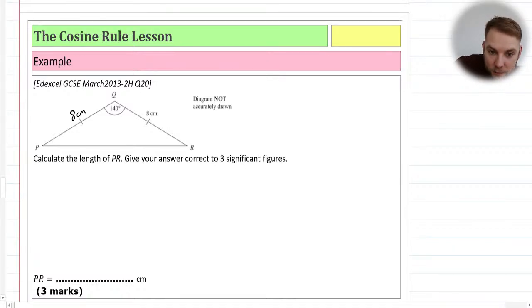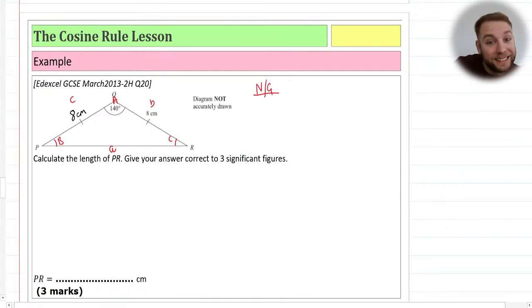So I'm going to label this one here as lowercase a, which means that this one up here is A. And then I can label these whatever else I want. I'll call this one B, this one B, this one C, this one lowercase c. Brilliant. I'm trying to find the length of this, so I need to use the cosine. Oh, I need to do my need and got list first, don't I?